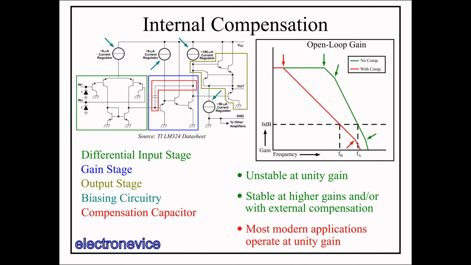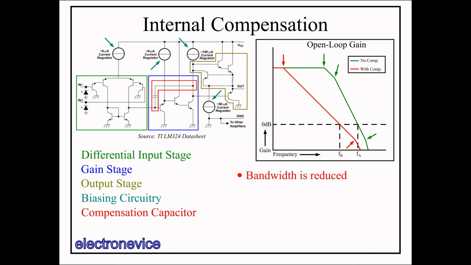We see that the bandwidth is reduced significantly in the compensated version from frequency FA down to frequency FB. Chip designers tend to minimize the size of the compensation capacitor so as to keep the bandwidth as high as possible while still keeping good phase margin. Some op-amps are specifically designed to be lower bandwidth and higher stability, like our 808618. Others are designed with lower phase margin to achieve higher bandwidths, but nearly all modern op-amps are designed with unity gain stability.